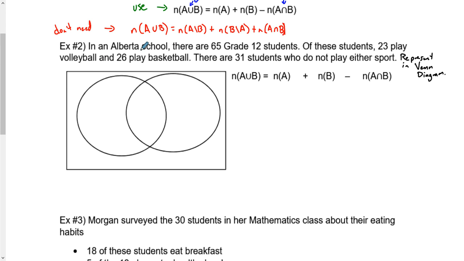Okay, so in an Alberta school, there's 65 grade 12s. So that means that everything here needs to add up to be 65. Of these students, 23 play volleyball, 26 play basketball. So let's call A volleyball and B basketball. It's just going to make our lives easier. So let's look at this terminology. The number in A union with B, that's talking about everything that's in these circles.